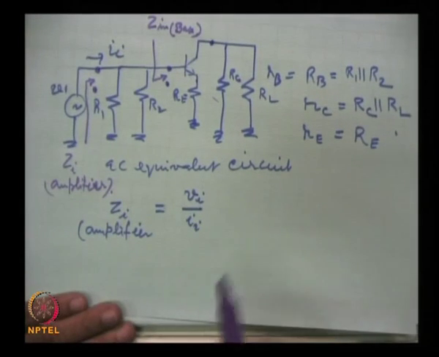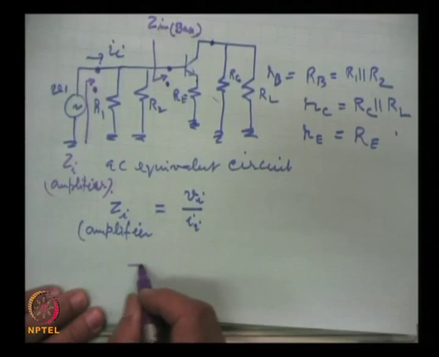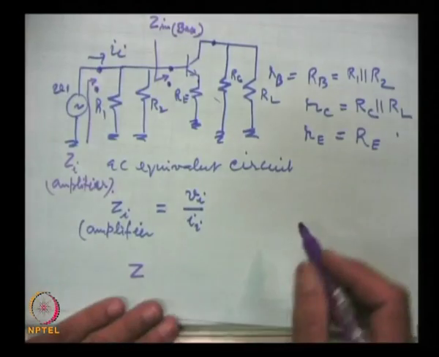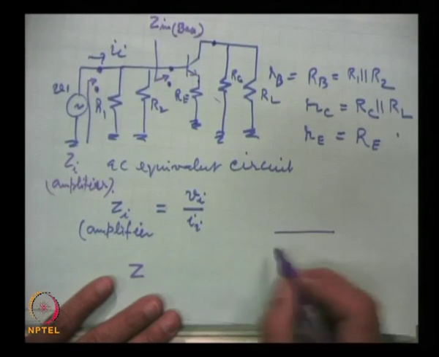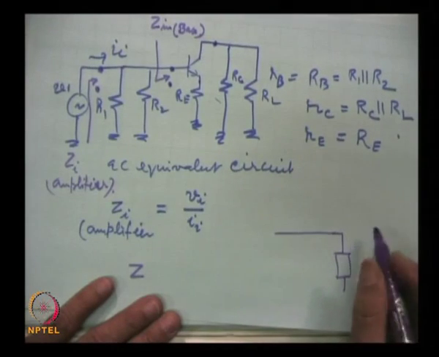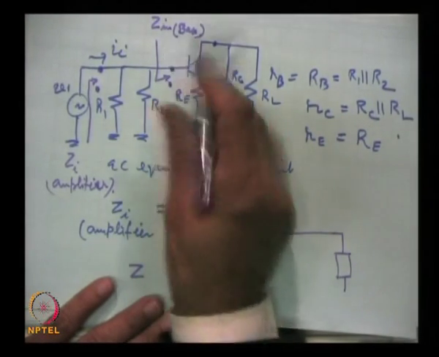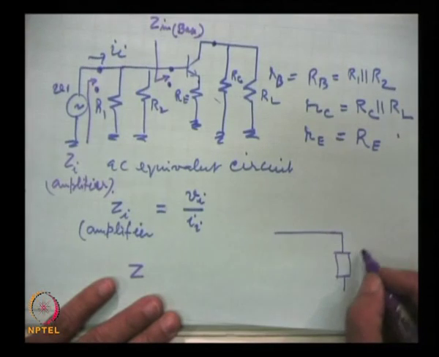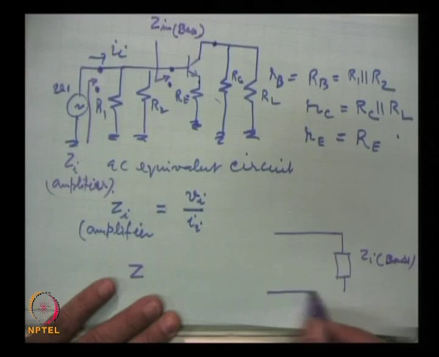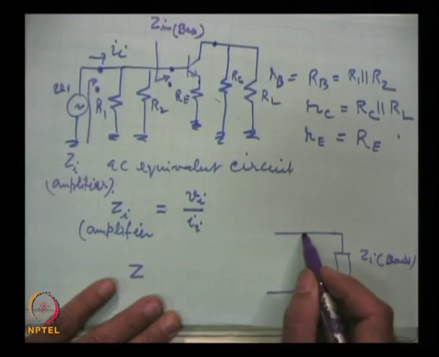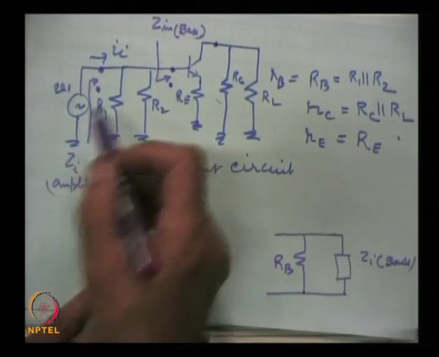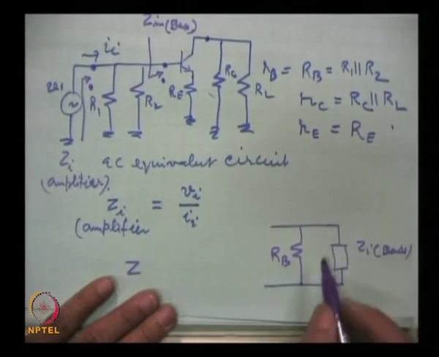So, the two parts, Z I here. If we know what the impedance is here, I redraw it in another simplified manner. Suppose this is the impedance here, Z in base, for this circuit, Z I base, and this is what we have called R B, which is the parallel combination of these two resistances.